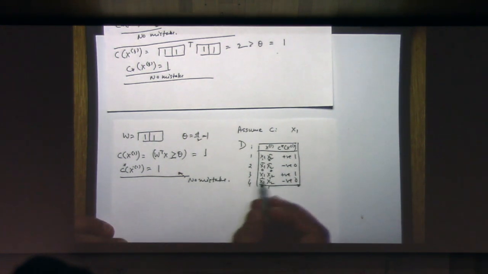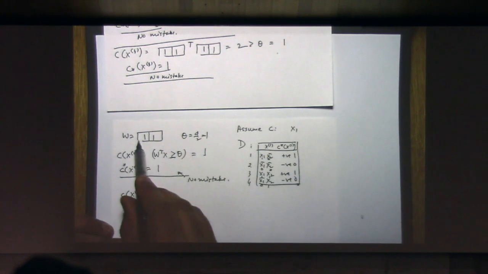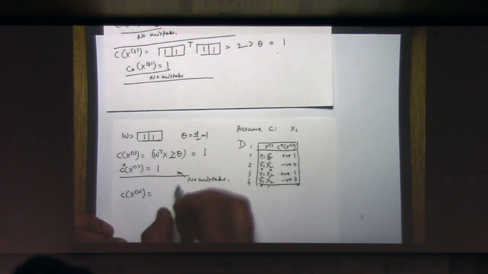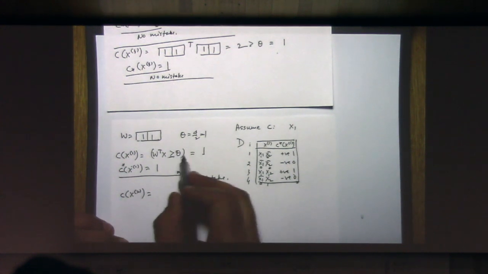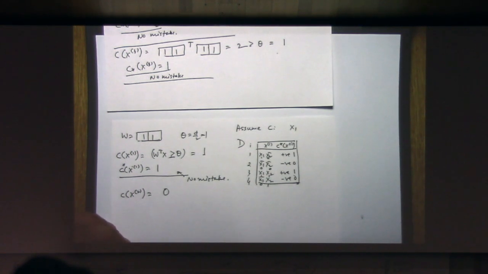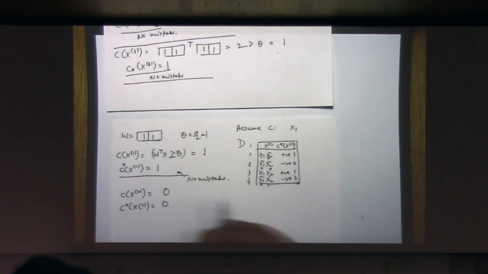Now comes the second point. The C of x of 2 will be the dot product of this with this. So that will be 0, right? And 0 is not greater than theta, which means that C of x of 2 will be 0. You will call it a negative example. And C star of x of 2 is also 0. So no mistake. Now comes the third one.